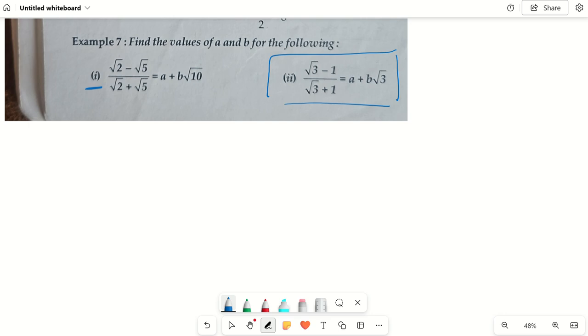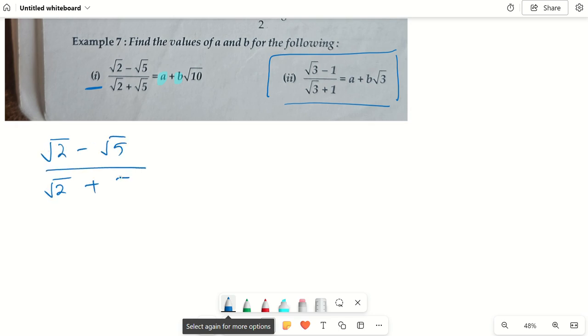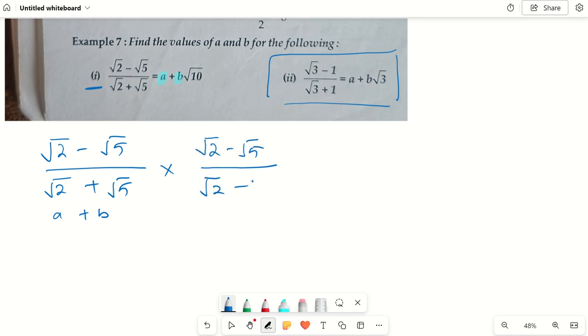Now here I have to find the value of a and b. So definitely I have to simplify my LHS. Root 2 minus root 5. So here I have to rationalize the denominator. To rationalize it, we know this is a plus b form. I will multiply it with a minus b upon a minus b. Here my a minus b is root 2 minus root 5, root 2 minus root 5.